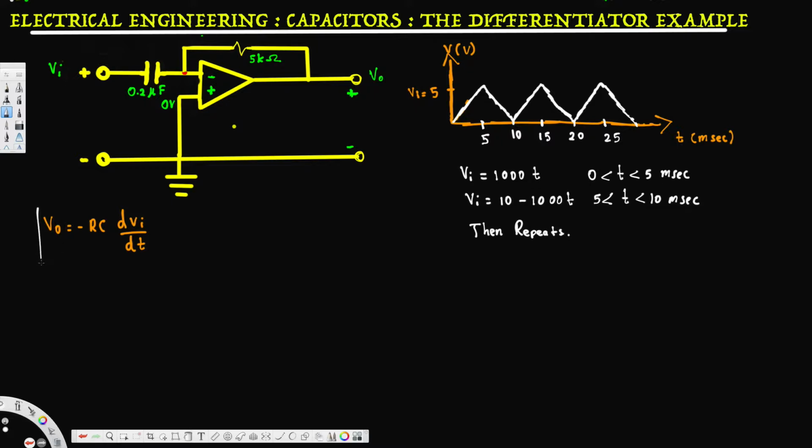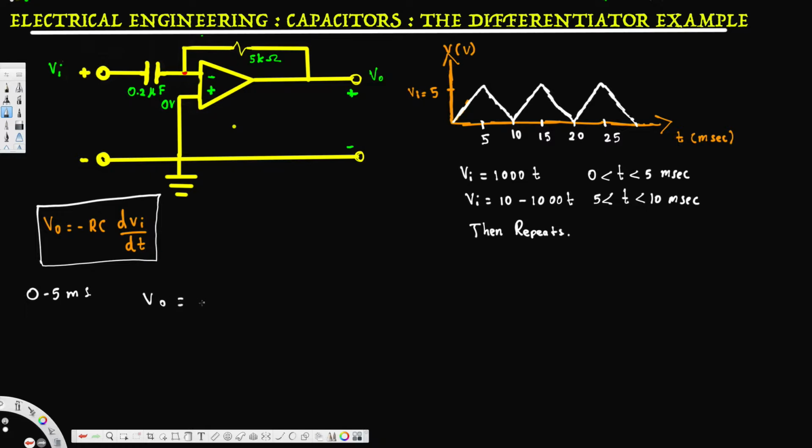This is the voltage output equation for the differentiator amplifier, and if you want to know how we derived this equation, you can watch my previous video. I have explained it. Now let's go ahead and calculate the values. Let's plug in the values when 0 to 5 millisecond.